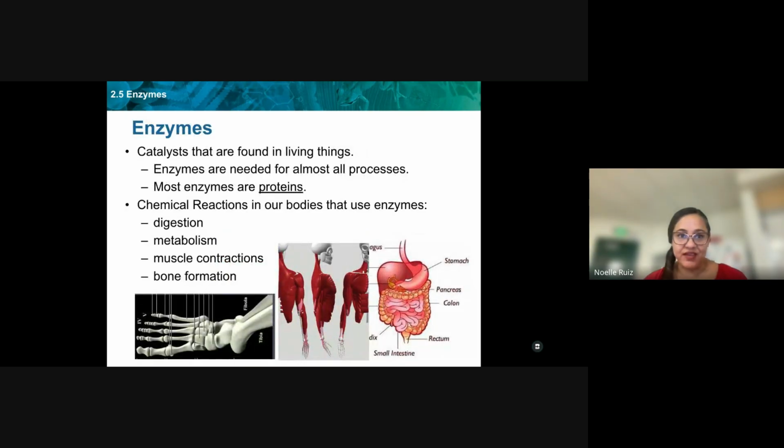Enzymes are specific catalysts that are found inside of living things. So when we talk about enzymes inside of our bodies and other living things, we call them enzymes. They're needed for almost all processes that happen in our bodies. Most of them are proteins. There are a couple exceptions, but in the general biology class, we talk about the general class of enzymes.